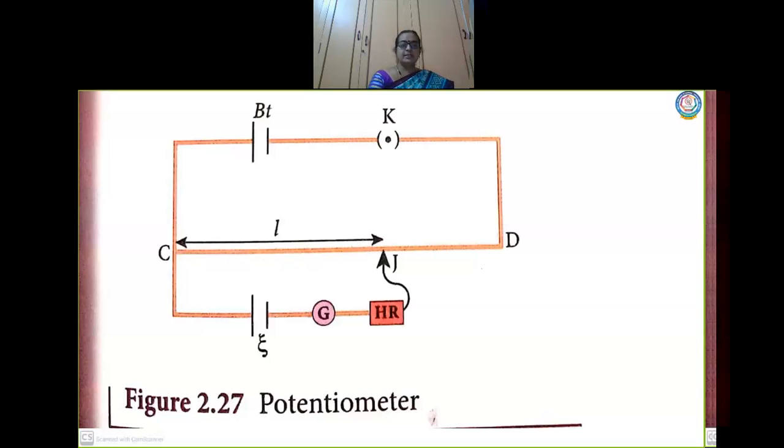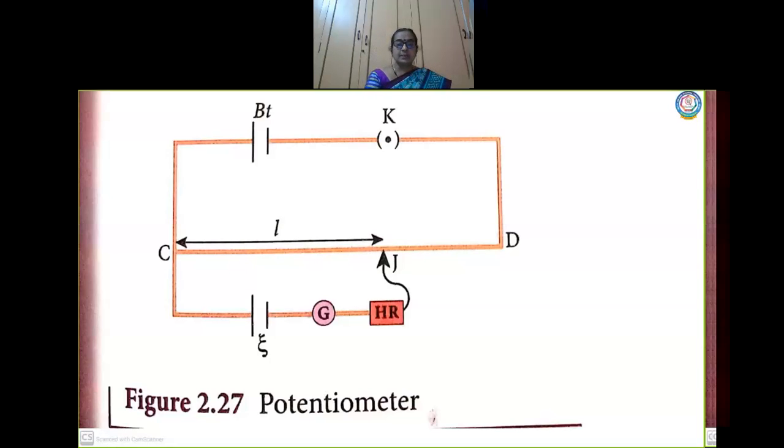Now there will be a current flow in the circuit due to the battery that is connected. So from this point when you start, if you keep on moving the jockey over this wire, the current will be increasing. Now at a particular point the current will be 0. The galvanometer will show 0 deflection. At that particular point there will be no current.